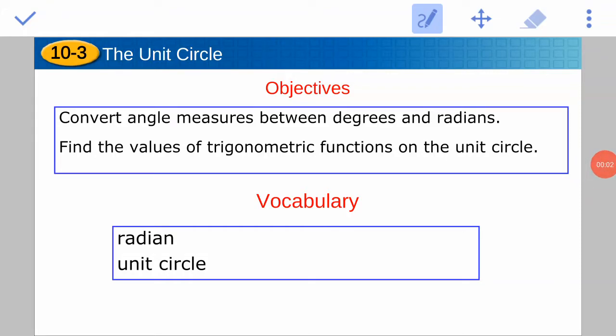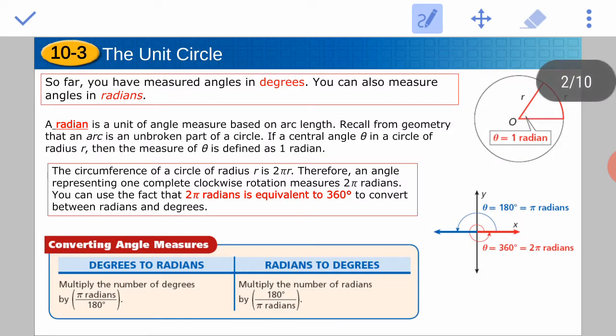Hello Algebra 2 students, welcome to part 1 of section 10-3, the unit circle. In this section, you're going to learn how to convert angle measures between degrees and radians. Also, you're going to learn how to find the values of trigonometric functions on the unit circle.